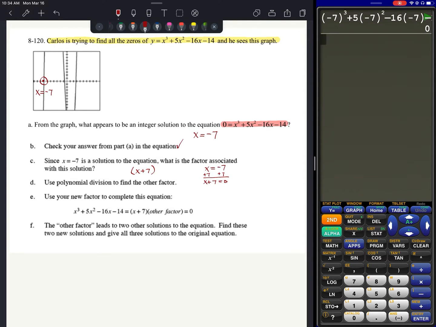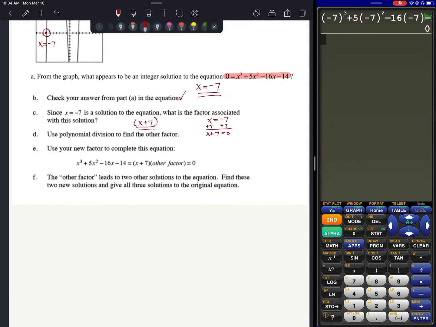Now it says use polynomial division to find the other factor. Okay, so if we know that -7 is a root, then we know x plus 7 is a factor. It should divide in there an equal number of times, so that we do not end up with a remainder. So I'm going to do that part down below here.